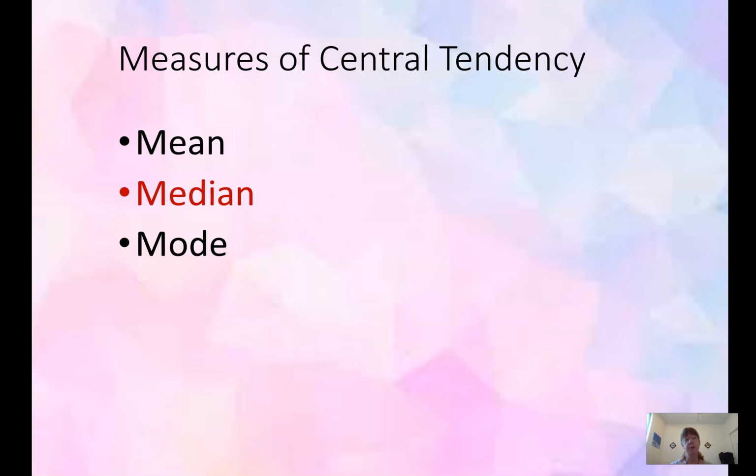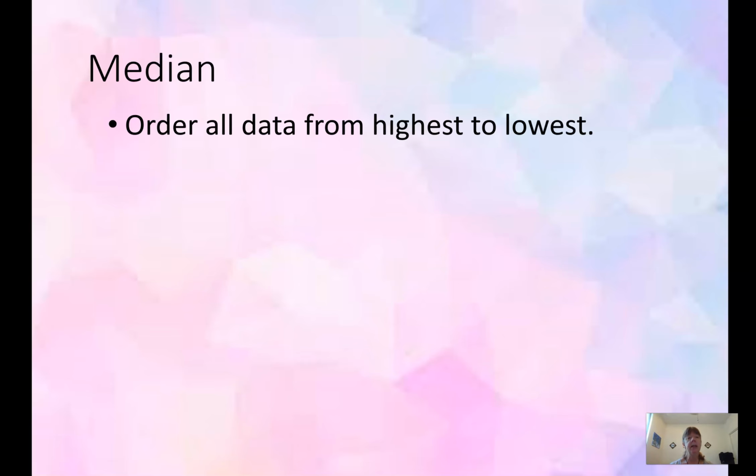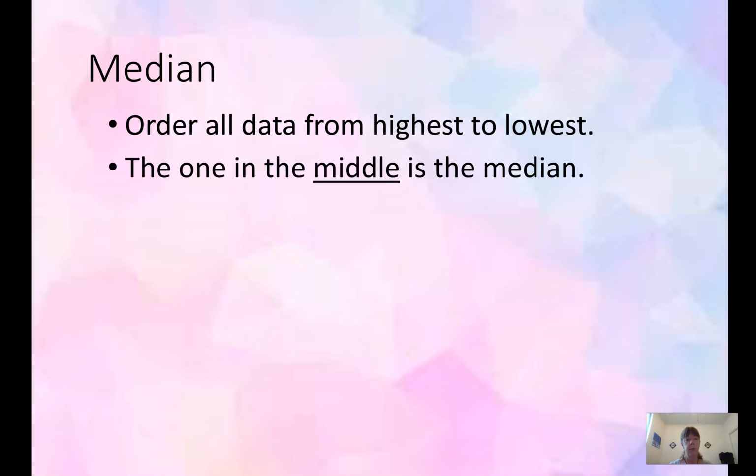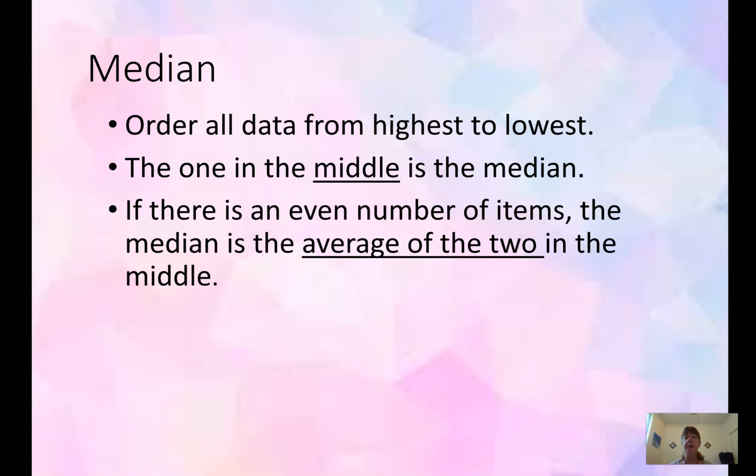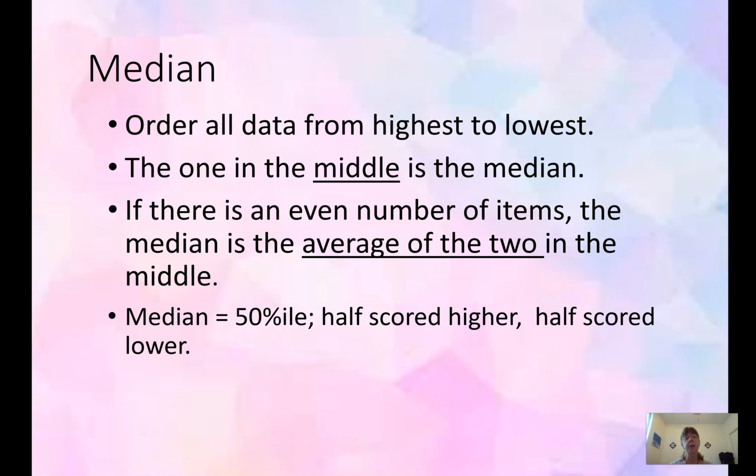Another common measure of central tendency is the median. Okay. The median is the score in the middle. So in order to get the median, you order all of your scores from highest to lowest, or you could also do lowest to highest. Okay. The one in the middle is the median. If you have an even number of items, you're going to have 2 in the middle. So then you take the average of those 2 in the middle. You add them together and divide by 2. The median is also known as the 50th percentile. It's where half scored higher and half scored lower.